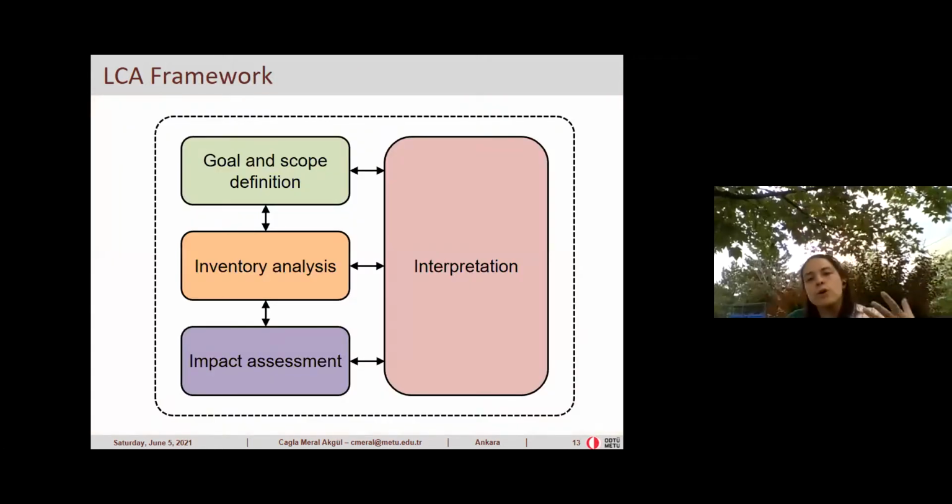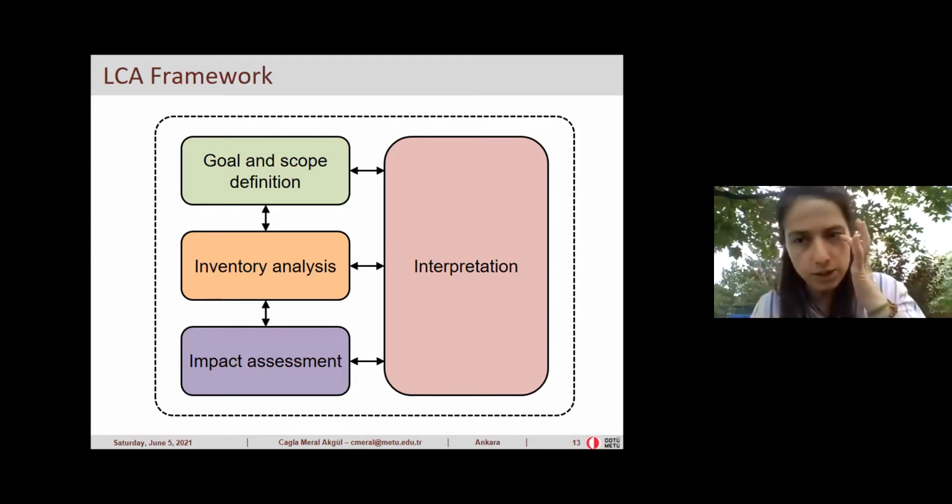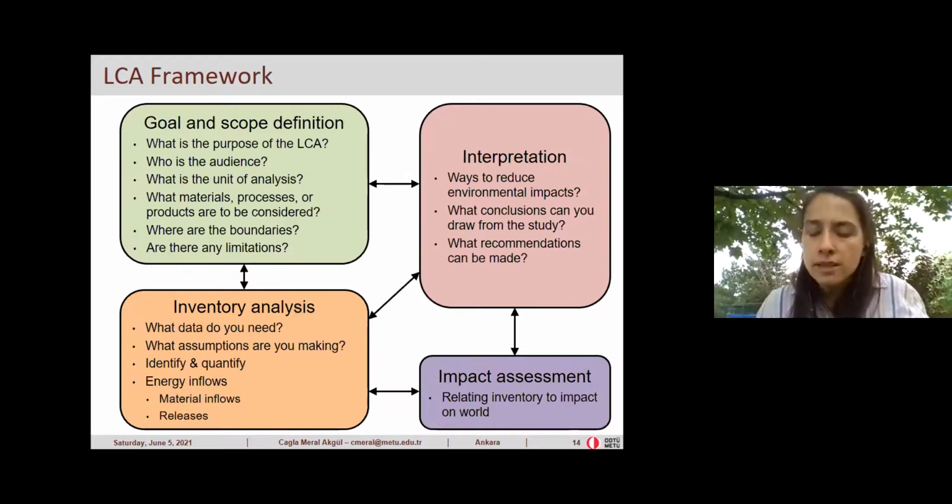So how are we going to determine the environmental impact of different options? So normally we have 4 stages in a life cycle assessment. Everything starts with goal and scope definition. Then we continue with inventory analysis. Then we actually do an impact assessment, and then we interpret all the results we got. So these are 4 main stages of life cycle assessment framework. So let's look at them a little bit more in detail.